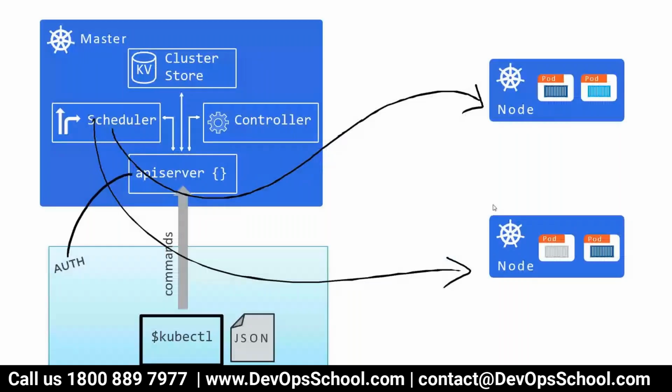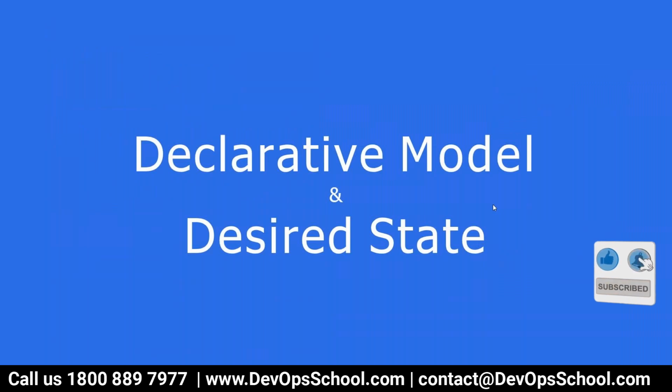Okay, so we understand the master, and then we understand the worker. Now the time has come when we should learn what we are going to write, right? Because ultimately whatever you write in YAML and JSON, that's your desire. You are going to write it and send it through kubectl to the API server. So the question is, what are you going to write? What is your desire? What do you want?